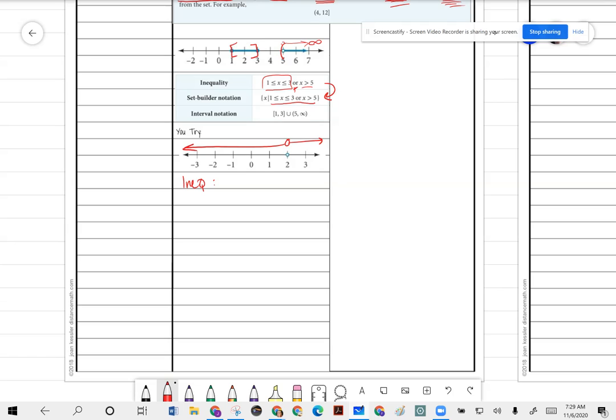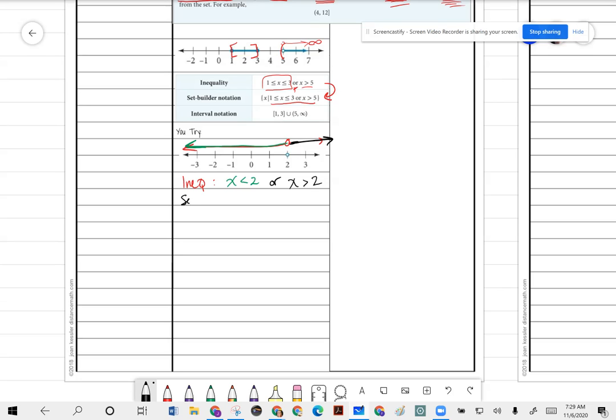Okay, so the inequality notation, when you have a break in the graph, we have to do each one separately. So we would say X is less than 2, and then we'll put or because there's that break, or X is greater than 2. Notice that we are not including 2.